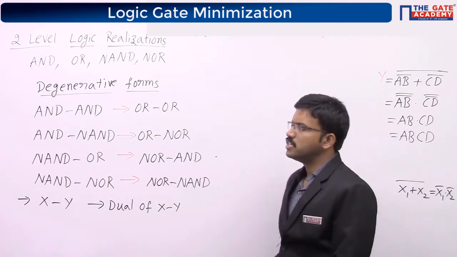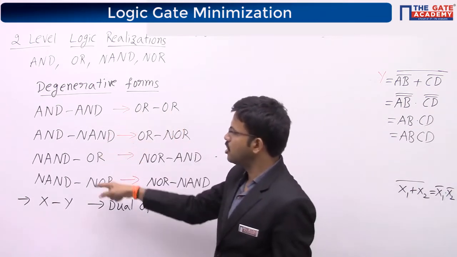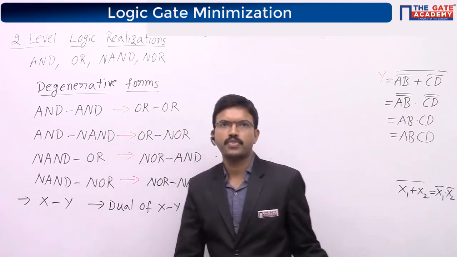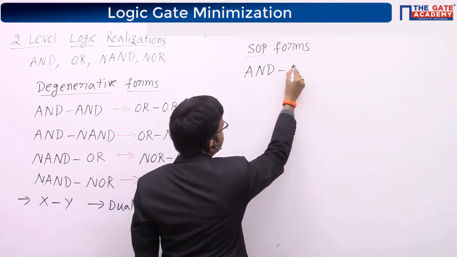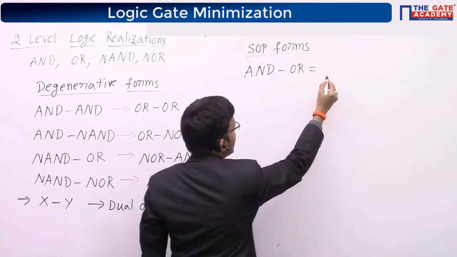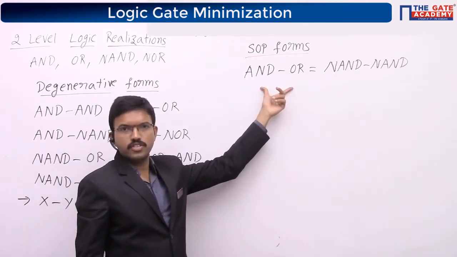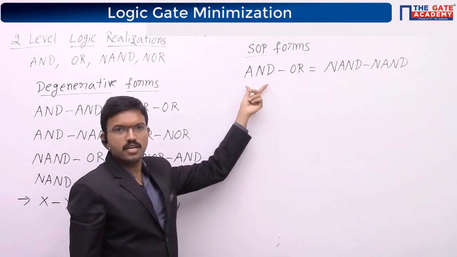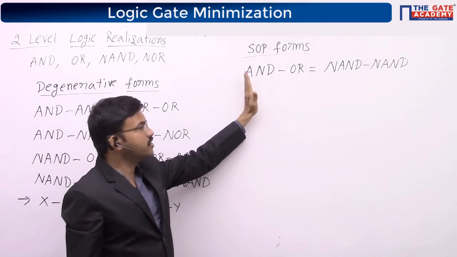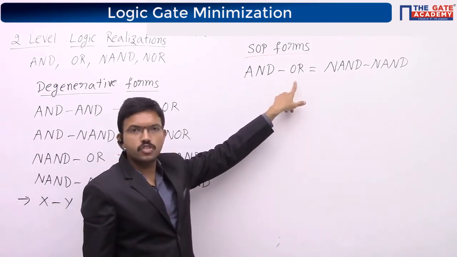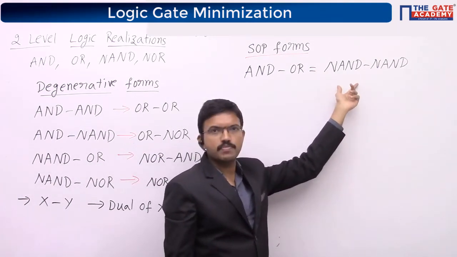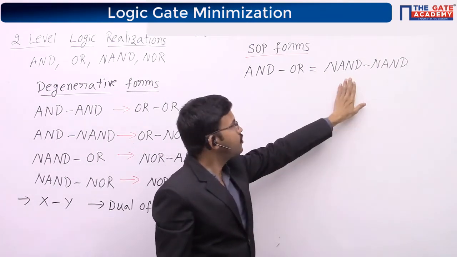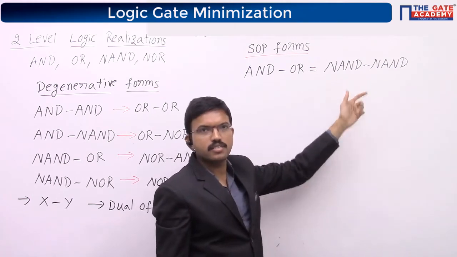So among 16 combinations, 8 combinations are giving degenerative, right? Next one, SOP forms. AND-OR relation is equal to NAND-NAND. Regarding this case, we have seen we got AB and CD as the output of AND gates, and we have passed them through an OR gate. AB plus CD we got. Similarly, here also you get the same thing. If you want, I will explain regarding this case.